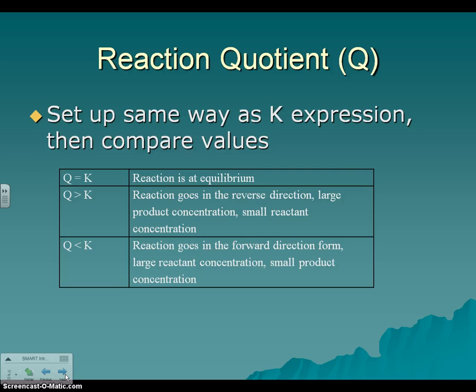If your Q is equal to K, that means your reaction is at equilibrium. So you know your K value at equilibrium, and now you've got a different set of conditions. How do you know where your reaction is compared to what is at equilibrium? You compare: is my reaction going to continue towards the reverse or towards the forward in order to come to equilibrium? When we compare our Q versus K values, that's what we're doing here.